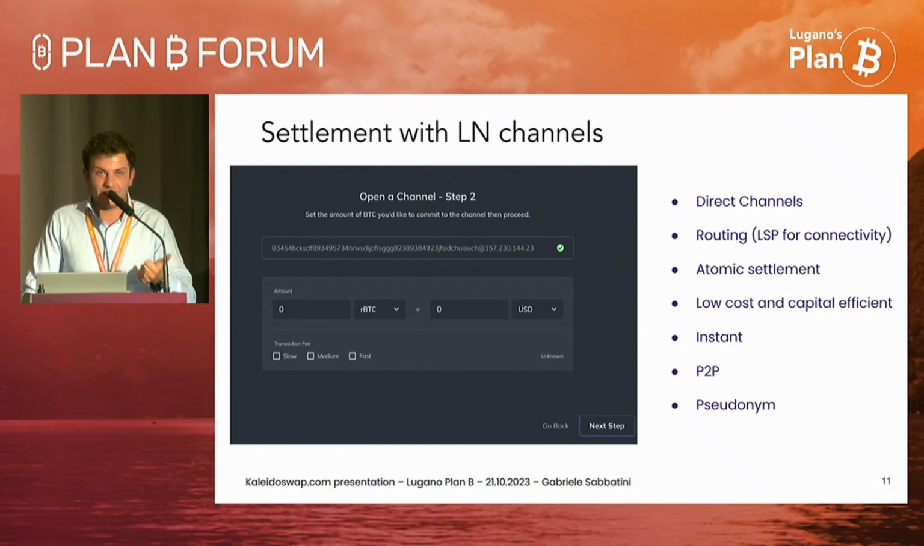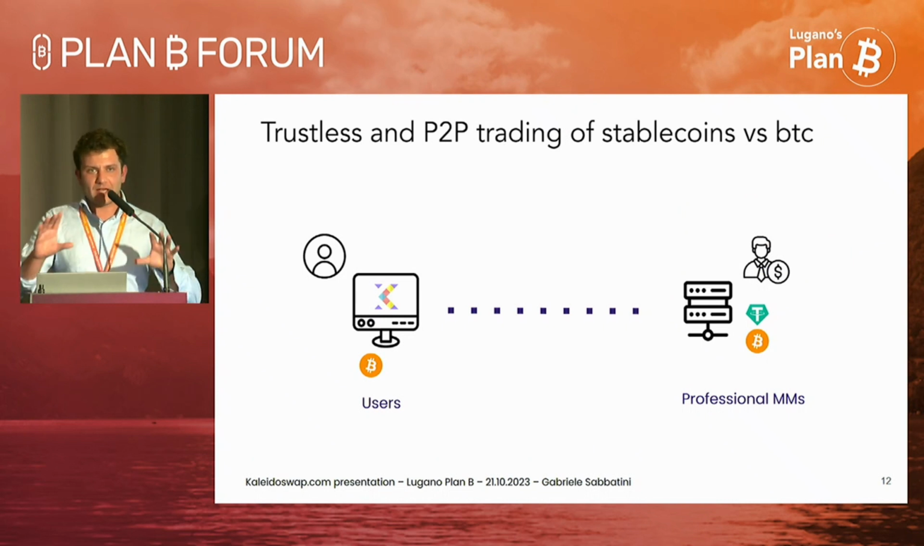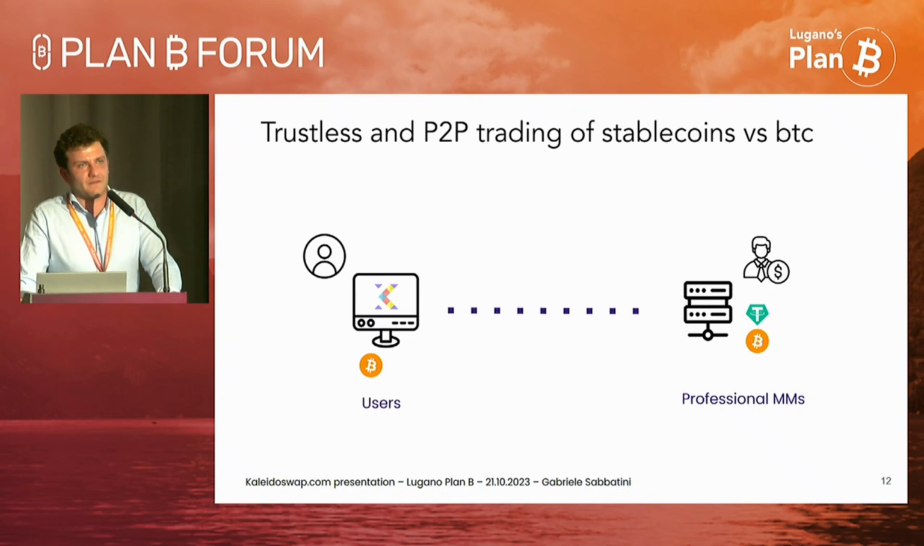It's instant, right? It's peer-to-peer, meaning that anyone can be a market maker and anyone can stream prices or trade there. So this is super important. And again, pseudonymous, even the settlement. All right, now we understood a little bit how it works, but let's just focus.